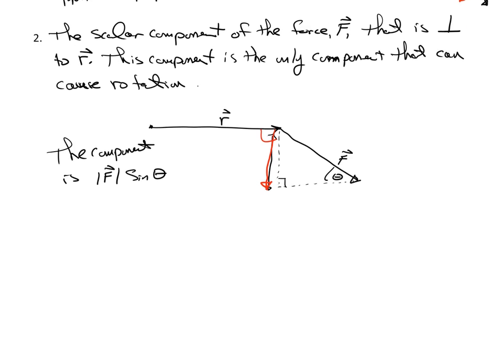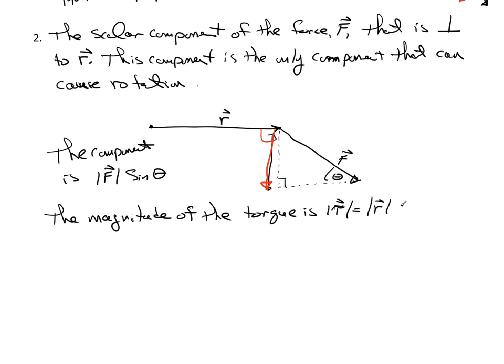So based on that, I'm going to say the magnitude of the torque, the magnitude of that tau vector, is the magnitude of r times the magnitude of F times sine of theta. Now, let's take this a little bit further.